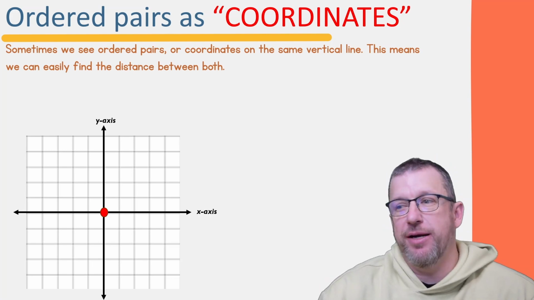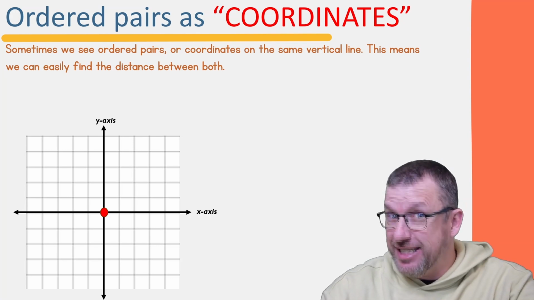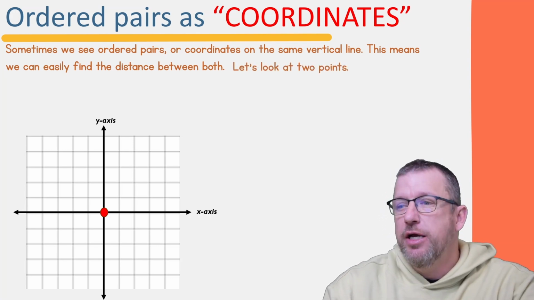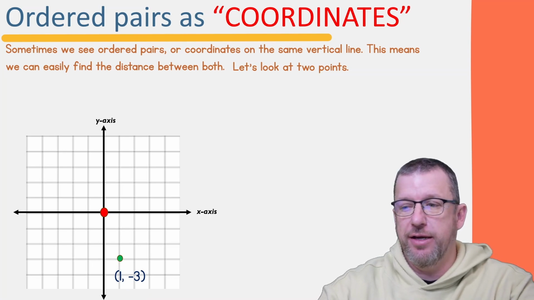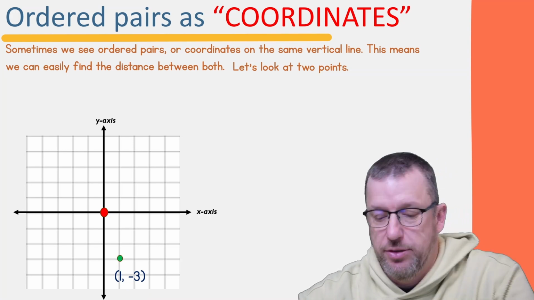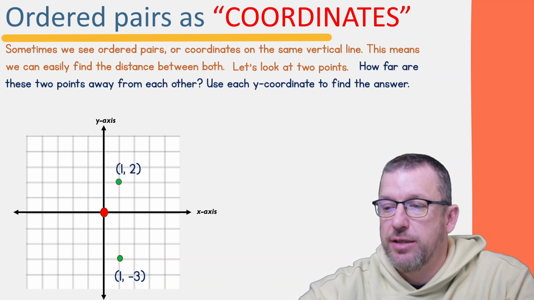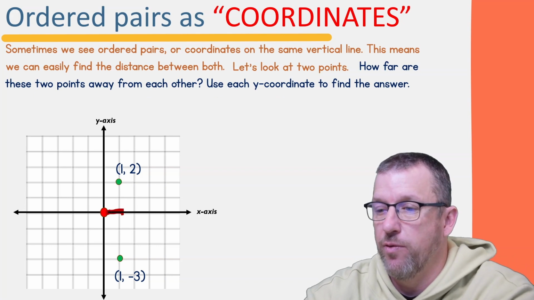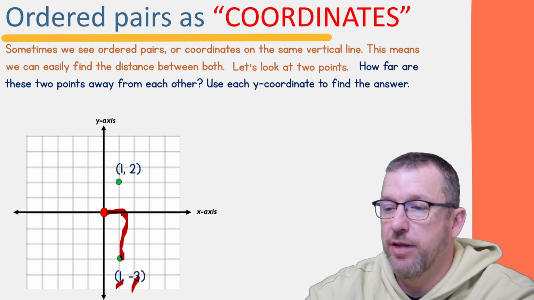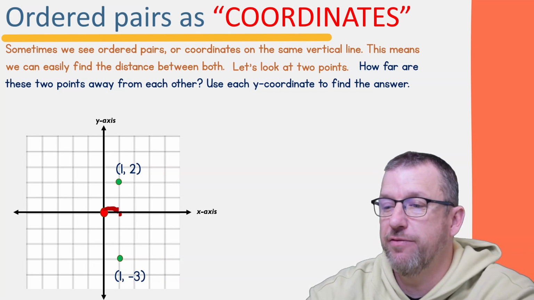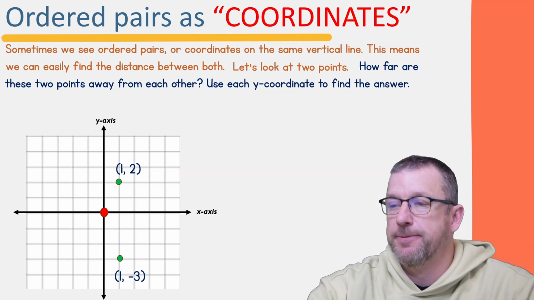Sometimes we see ordered pairs and they form a vertical line. This means we can easily find the distance between them. Check it out. Let's look at 2 points, okay? Let's say we have (1, -3). Now, how did we get there? The first one was a 1, so we went to the right. And the second one was a -3, so we went down. So to get to this point, we went (1, -3), right? And then the other one we did (1, 2). So we went 1 positive, 2 positive. So we went over and up, okay? So that's how we got to these 2 points.